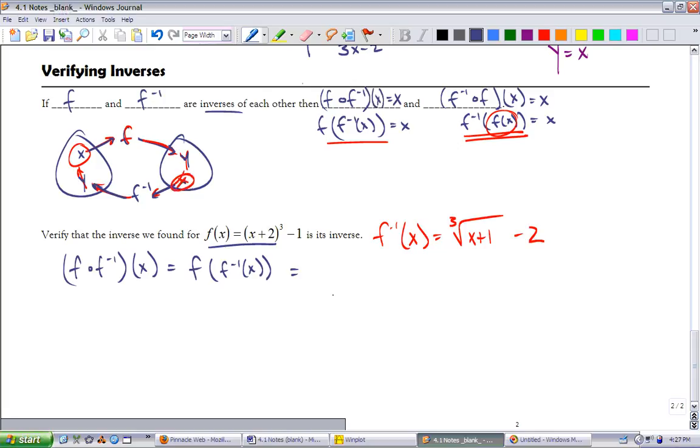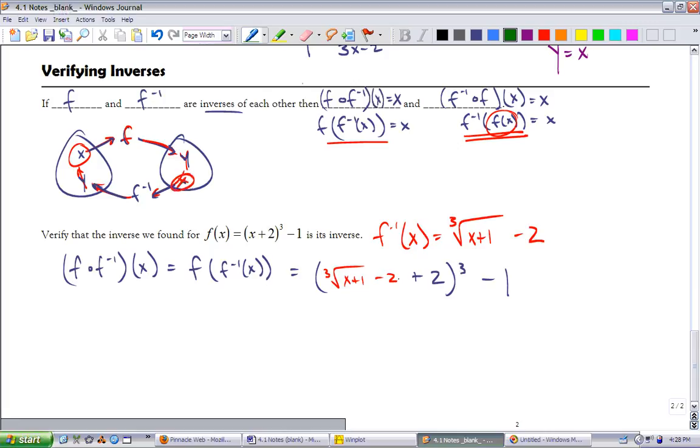So if I do that here, if I have my blue as my original function, then here's what I have. I have this whole thing, the cube root of x plus 1 minus 2, plus 2, cubed, minus 1. The blue part is the original function. So I just plug the inverse in for the x, and now we start simplifying.